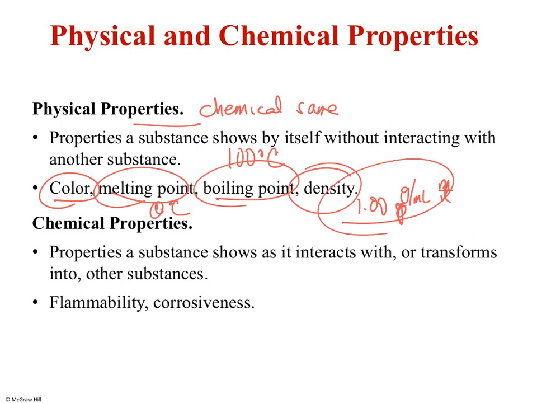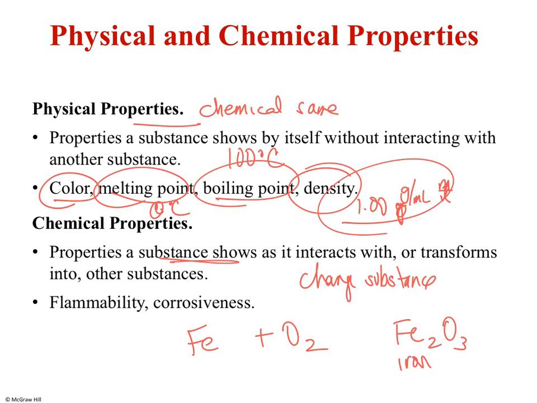Now, chemical properties, you change the substance, okay? You got to change the substance. So let's look at iron. Iron, you know iron. Cars are made of iron. If it reacts with oxygen, then you get iron oxide.